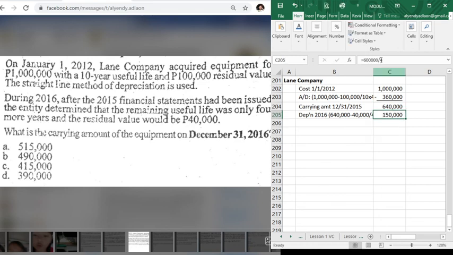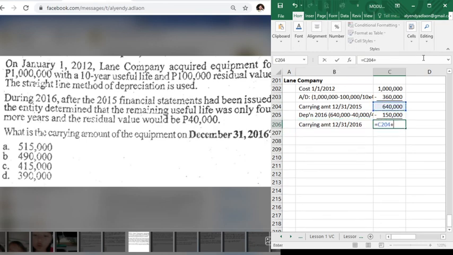The depreciation is 150,000. Now, to compute for the carrying amount on December 31, 2016, we have 640,000 minus 150,000, and that is 490,000 pesos. Okay, so that is for the change in useful life. It's easy, not very complicated. You just have to update and then solve it again. You update the carrying amount, then solve for the depreciation again. So, it's easier, right?